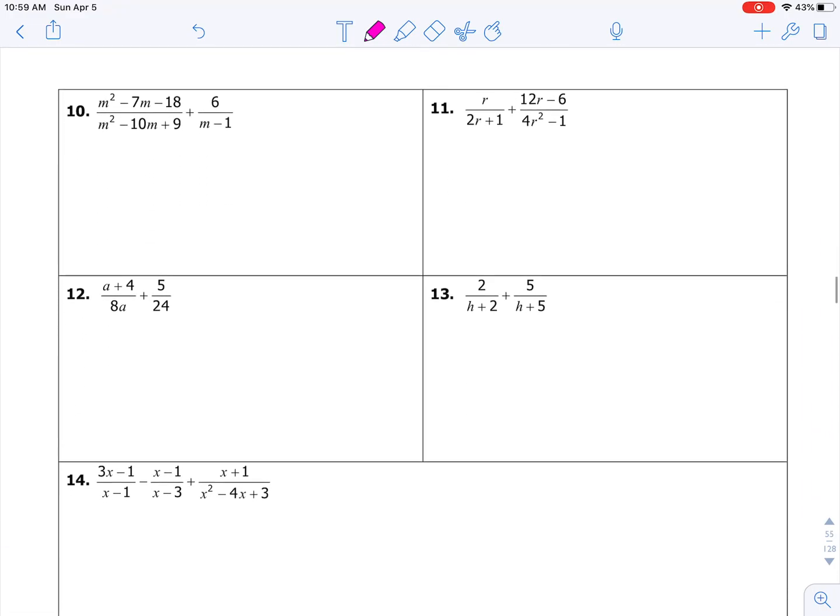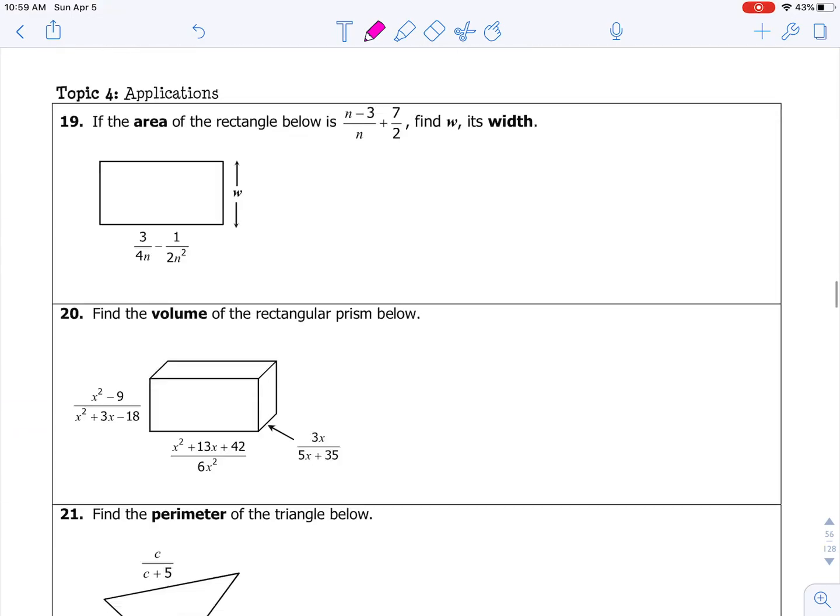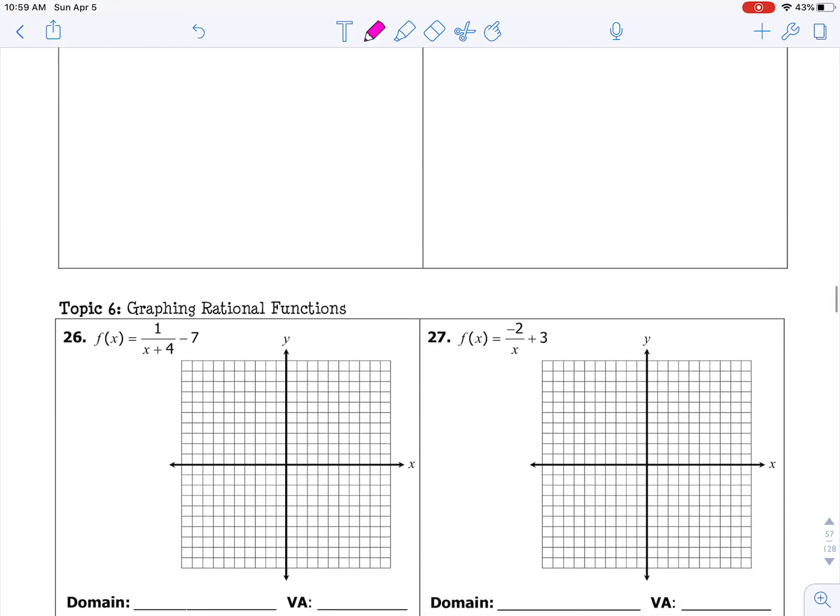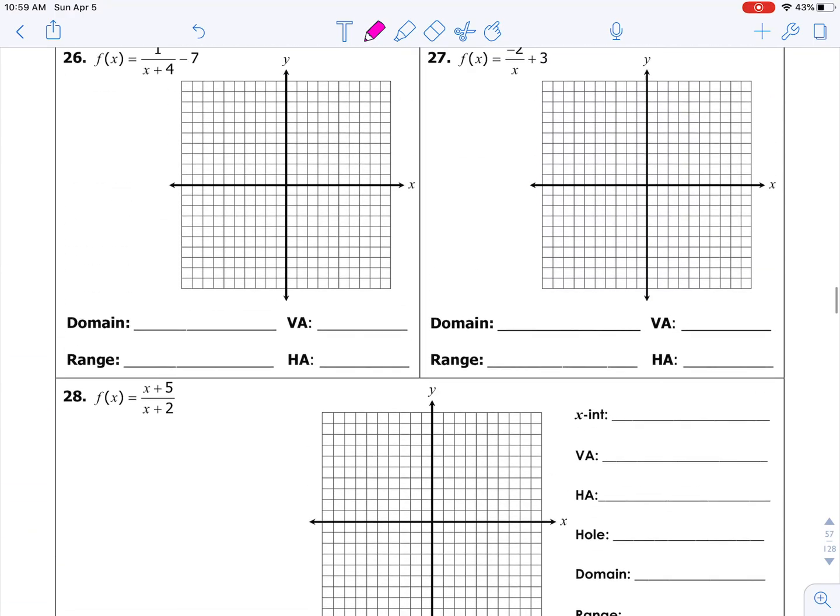And then on the next video, I'll go ahead and start getting into some of the adding, and then I'll get into the graphing, of course, as well.